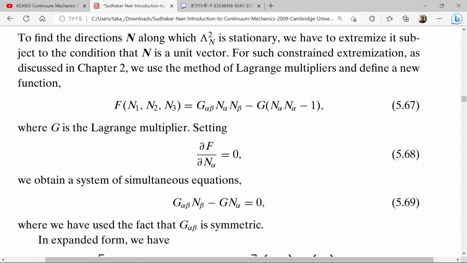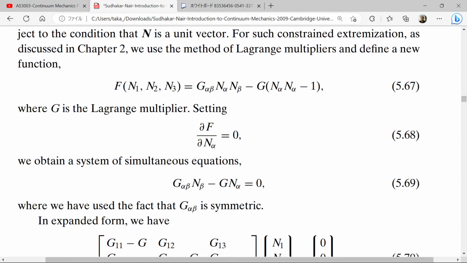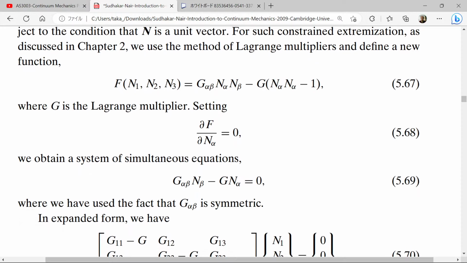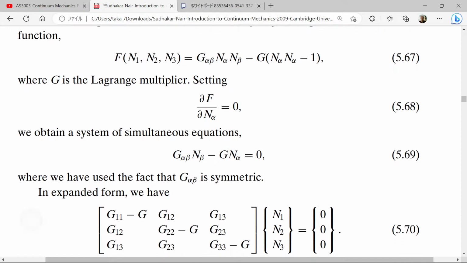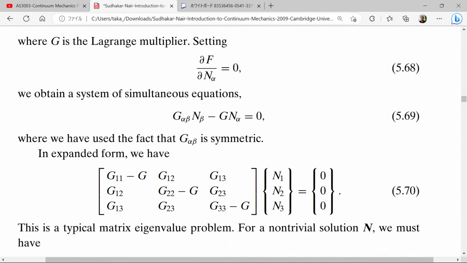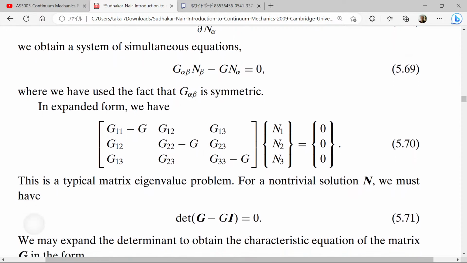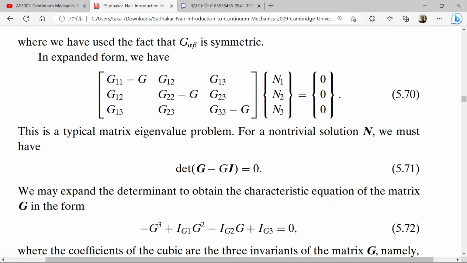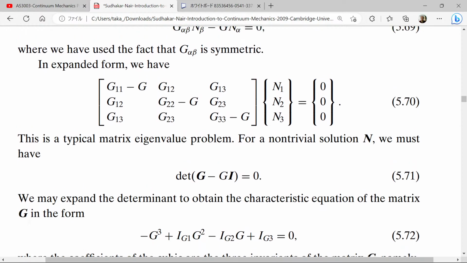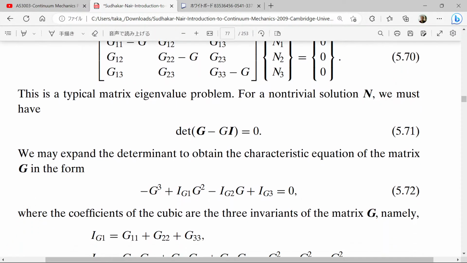For such constrained extremization, as discussed in chapter 2, we use the method of Lagrange multipliers and define a new function, where lambda is the Lagrange multiplier. We obtain a system of simultaneous equations, where we have used the fact that G alpha beta is symmetric. In expanded form, we have something like this.